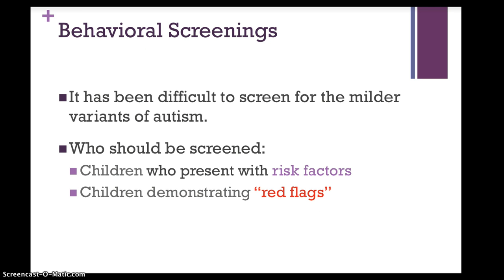What you'll see in the slides following this one are several instruments specifically identified. It has been hard to screen for the much milder variants of autism for, I think, very obvious reasons. So we don't screen every child, obviously, but should look at students who have presented with risk factors and demonstrated particular red flags that we'll talk about next.